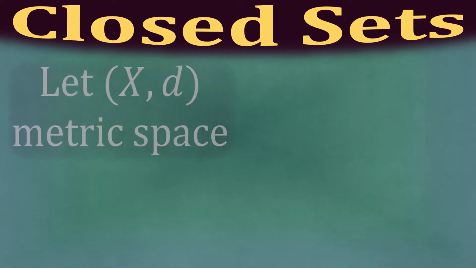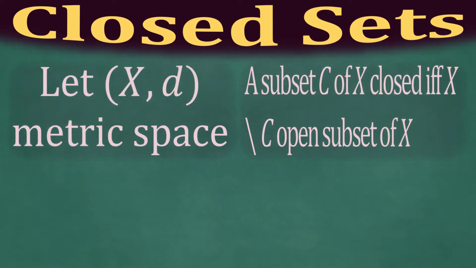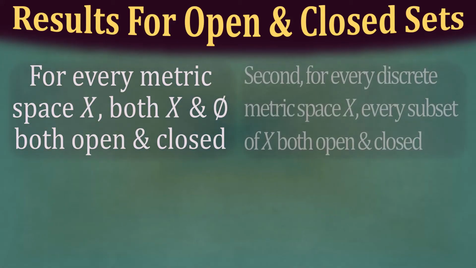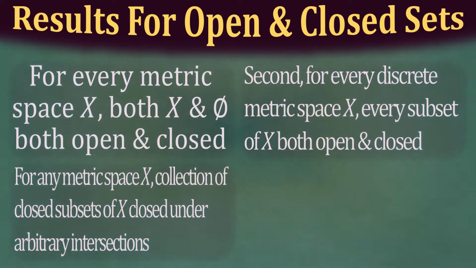Now, let's define closed sets. Let (X, d) be a metric space. A subset C of X is closed if and only if X without C is an open subset of X. Now, let's give some results for open and closed sets. First, for every metric space X, both X and the empty set are both open and closed. Second, for every discrete metric space X, every subset of X is both open and closed. For any metric space X, the collection of closed subsets of X is closed under arbitrary intersection.